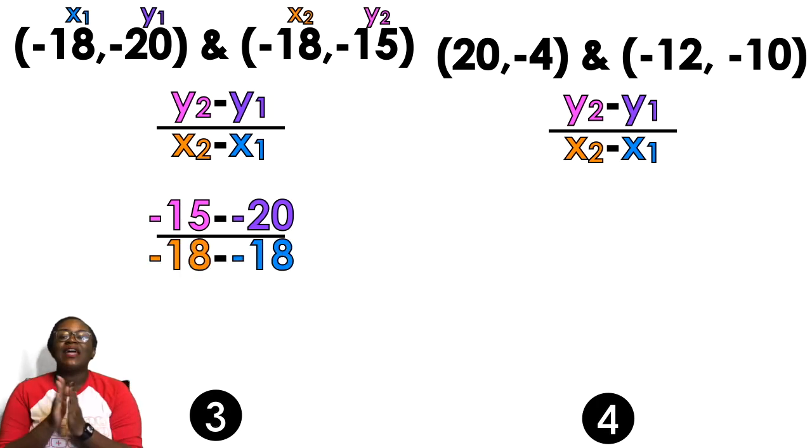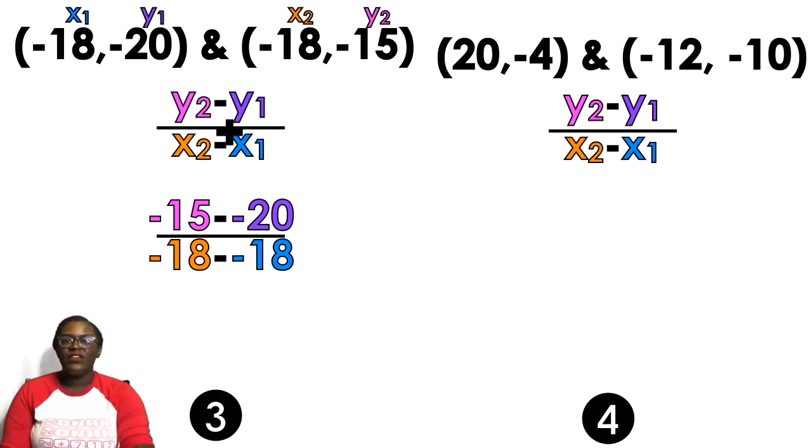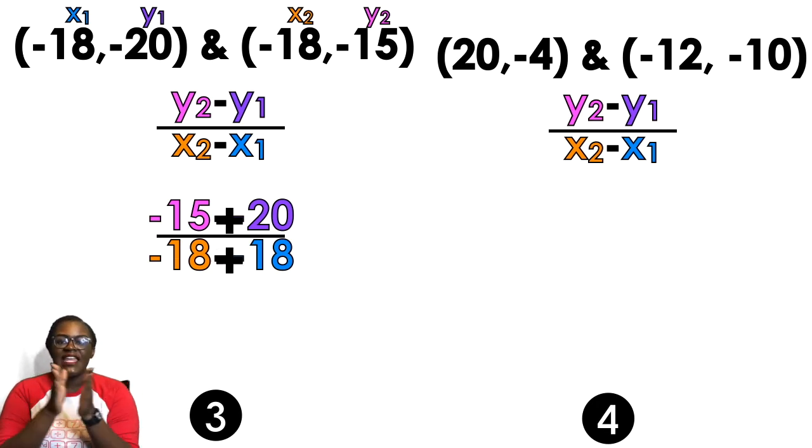What happens to the minus minus, guys? It turns into a positive. Good job. So negative 18 minus minus turns into a positive. So on top, I'm gonna get negative 15 plus 20. And what is that gonna give me?